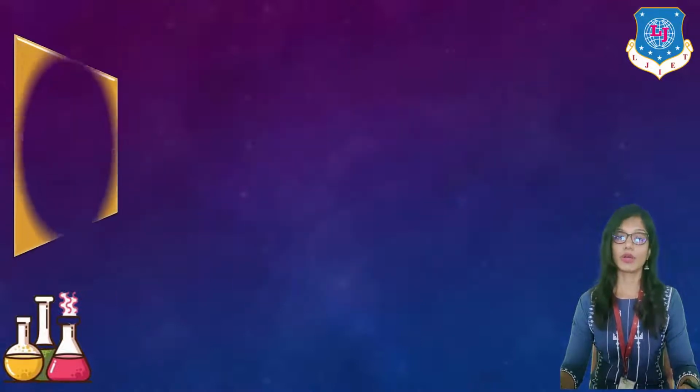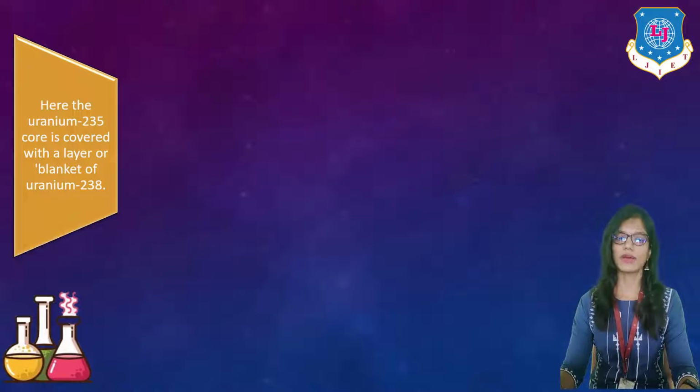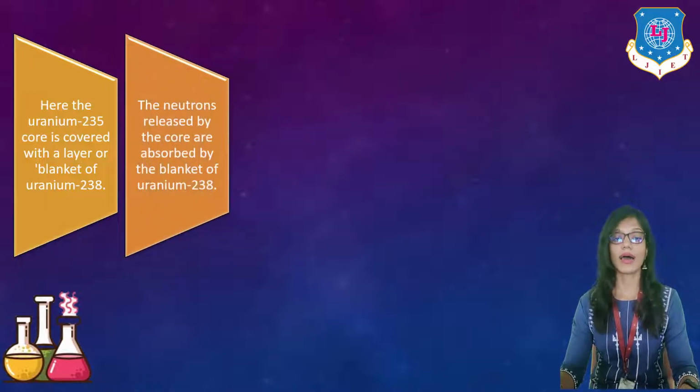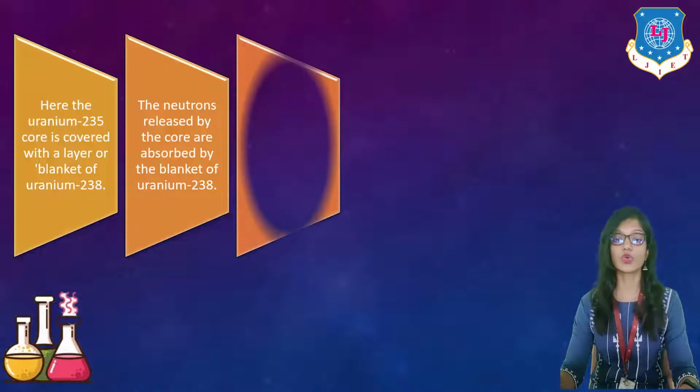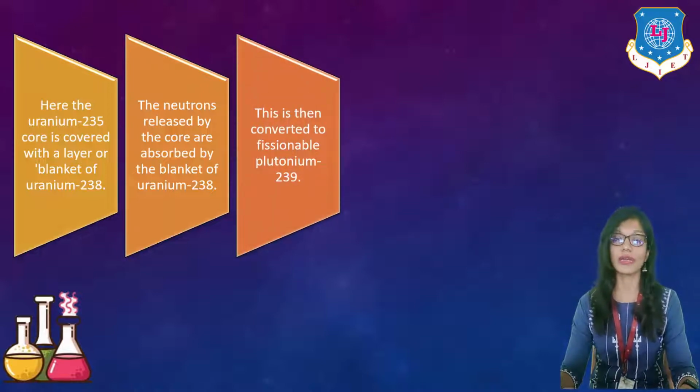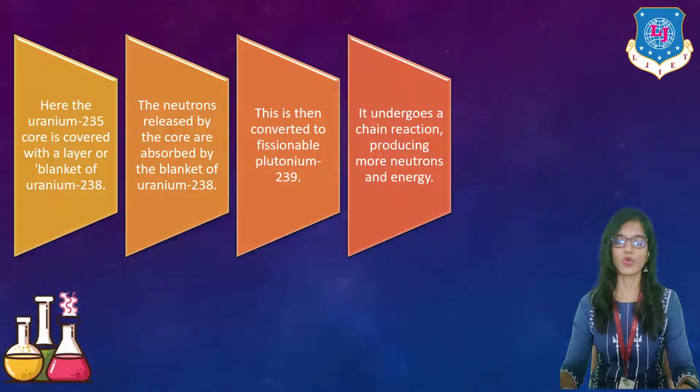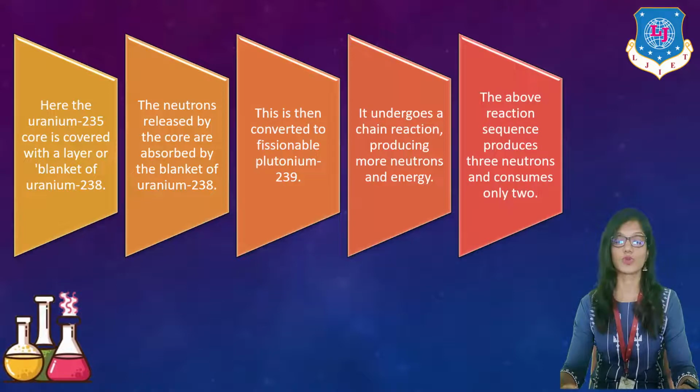Here, the uranium-235 core is covered with a layer or blanket of uranium-238. The neutrons released by the core are absorbed by the blanket of uranium-238. This is then converted to fissionable plutonium-239, and it undergoes a chain reaction producing more neutrons and more energy. The above reaction sequence produces 3 neutrons and consumes only 2.